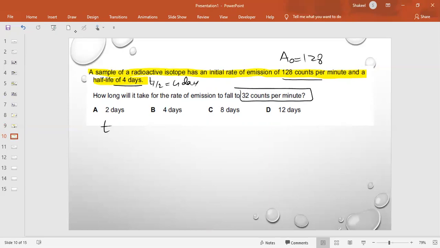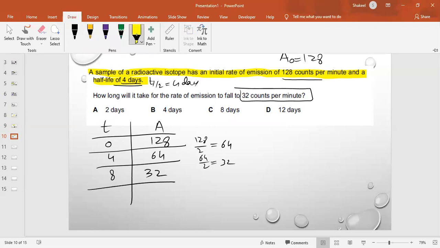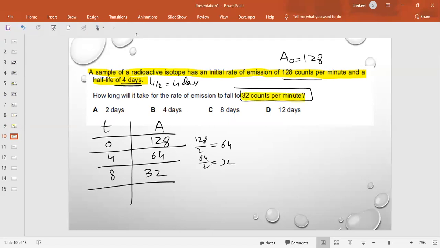Okay, so we write time and activity over here. At the start, it was 128. The original is always at time 0. As its half-life is 4 days, after 4 days this will decrease to half of its value: 128 divided by 2 is 64. Then after another 4 days, meaning a total of 8 days, its activity again decreases to half, which is 32. The question was 32 counts per minute, and this is 32. So this happens after 8 days. So the answer is C.